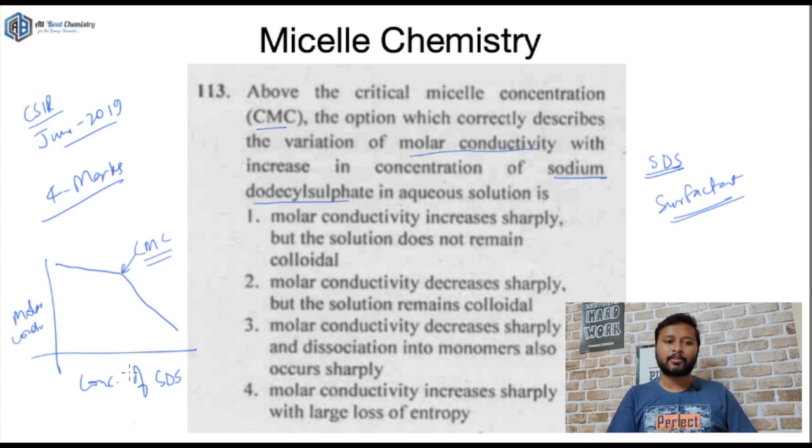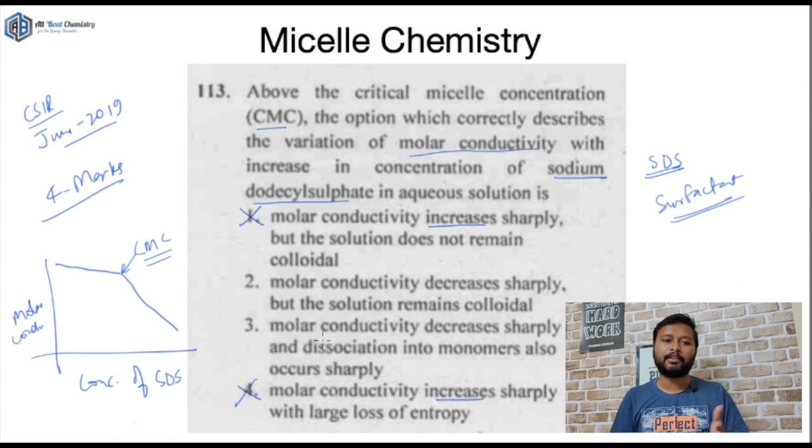So the molar conductivity, was this increasing? No, absolutely not, right? So molar conductivity was not increasing. So option number 1 is absolutely wrong. Similarly, your option number 4 is also wrong, right? Molar conductivity was not increasing. Also, option number 4 says with a large loss in entropy. Like I already explained about entropy, right? Entropy increases. There is no loss in the entropy. So the fourth option cannot be your correct option.